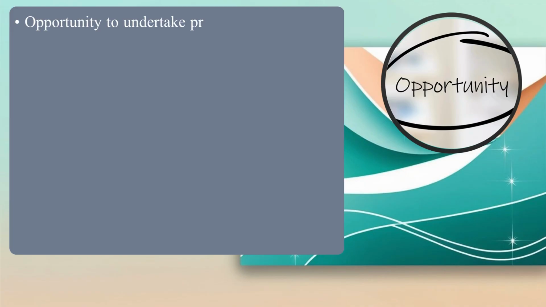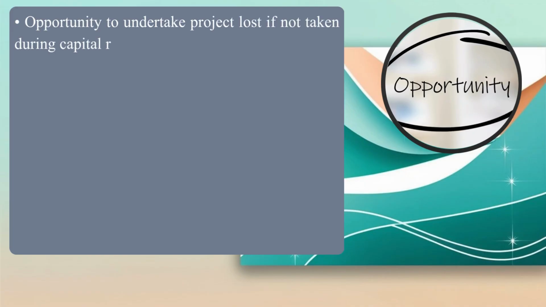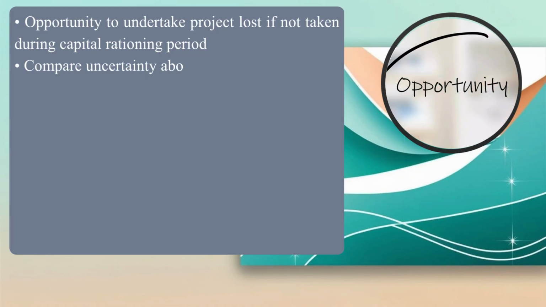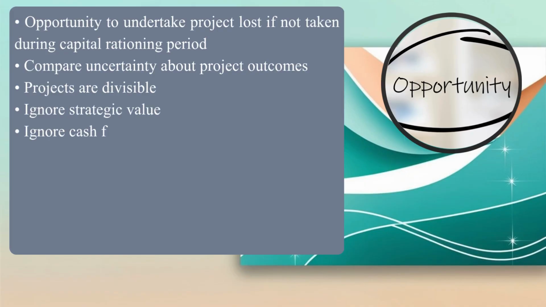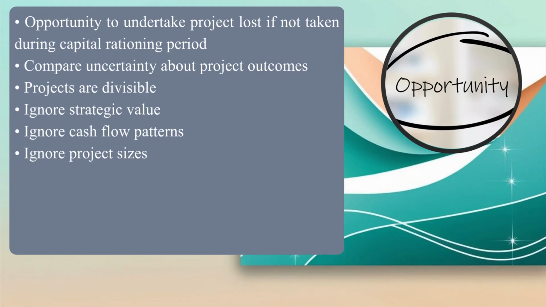Limitations: the opportunity to undertake a project is lost if not taken during the capital rationing period. Compare uncertainty about project outcomes. Projects are assumed divisible. Ignore strategic value. Ignore cash flow patterns. Ignore project sizes.